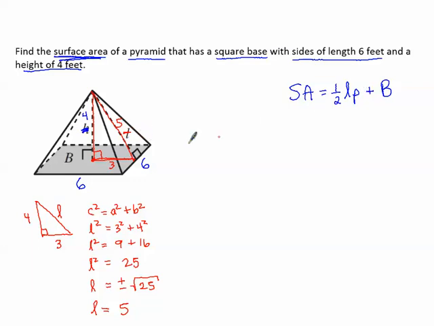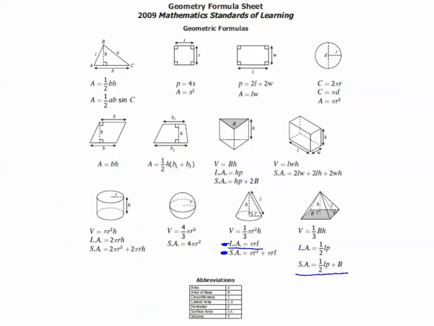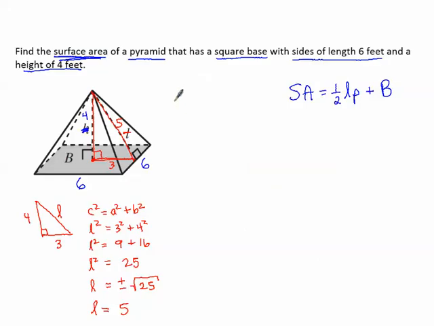We also need the P, the perimeter of the base. Now the base is a square, so again we can go back to our formula sheet if we're not sure how to find it, and recall that for a square, the perimeter is 4 times s. What's s? The length of the side. So back to our problem, let's write down that P equals 4s. And because this is the length of the side, that's the s, 6. So P equals 4 times 6. So P is 24.